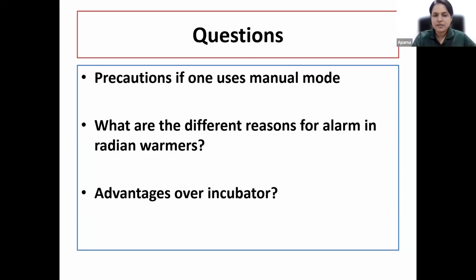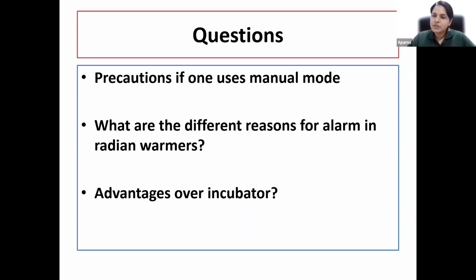Now, then the last question is about the advantages over the incubator. So there are some advantages the radiant warmer has over the incubator. Now, radiant warmer is a very cost-effective machine when compared to incubator. Most Indian radiant warmers will cost between 50,000 to 1 lakh rupees, whereas incubators can cost sometimes 6 lakhs, 10 lakhs, or even 15 to 16 lakhs based on their configuration.